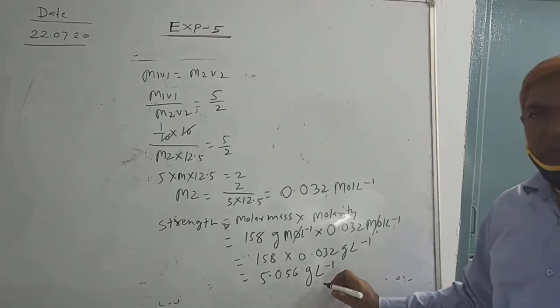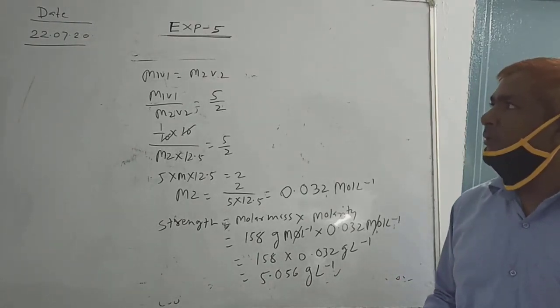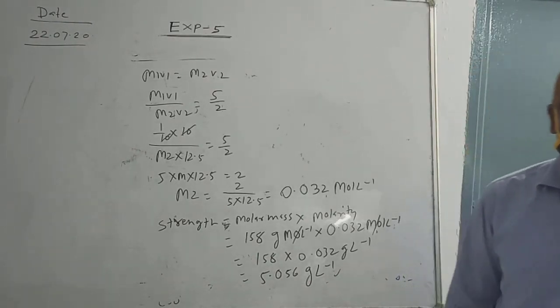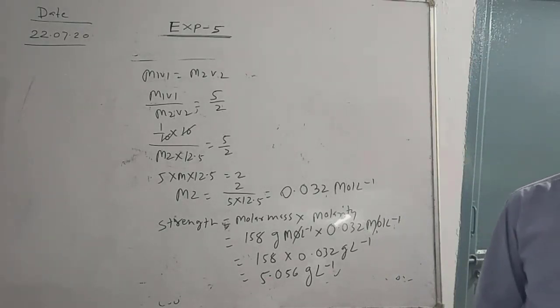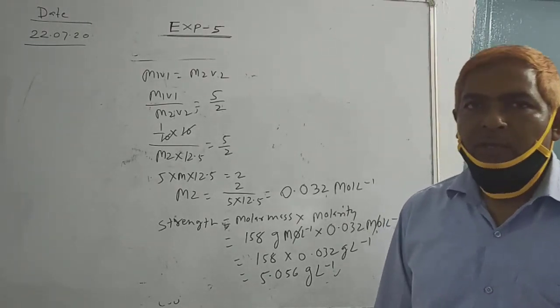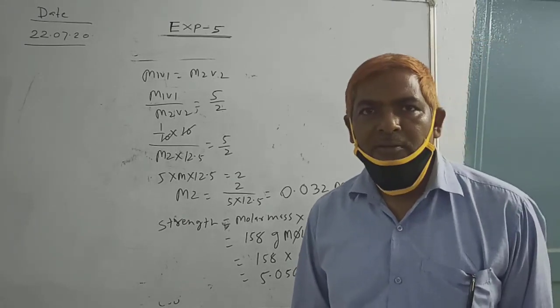With this calculation, experiment 5 gets over, and the titration related to oxalic acid with permanganate solution is also completed. Okay, thanks.